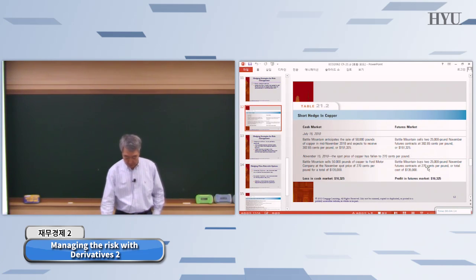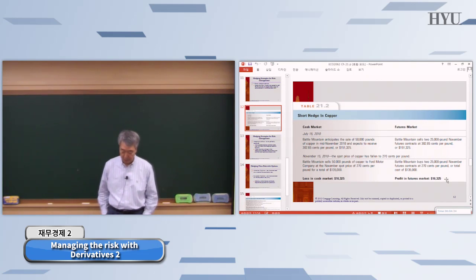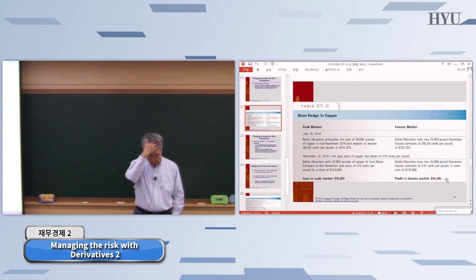And then they still received $151,325. Now they need to use $135,000 to purchase 2 futures. So that means they're keeping the profit of $16,325. All right, that's the idea of hedging using futures.